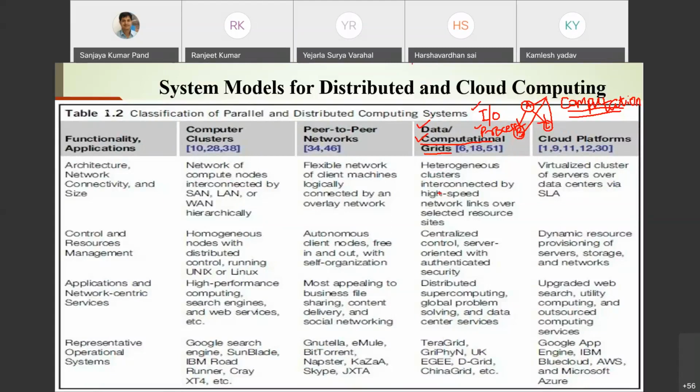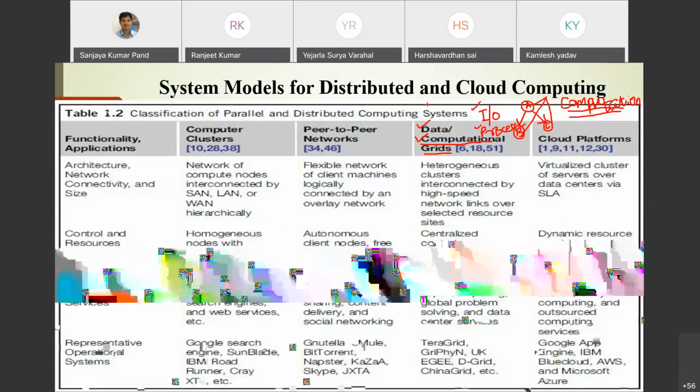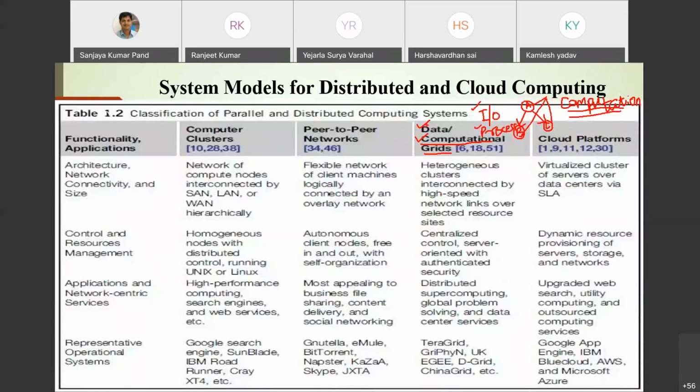Grids are heterogeneous, whereas clusters have homogeneous nodes. Homogeneous nodes means computers have the same configuration. A grid is heterogeneous, so all the computer systems may not have the same configuration. Or you can go for heterogeneous clusters, where the computer configurations of the various clusters differ and the clusters are interconnected. These are called resource sites, used to get a particular application done, right? So in that case, we are going for a data or computational grid.